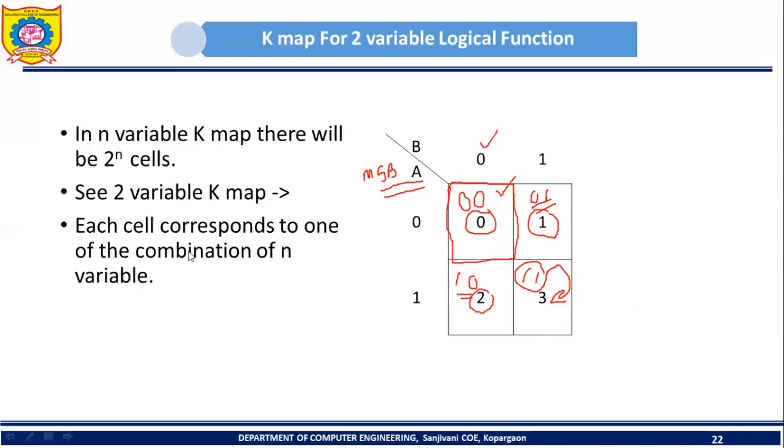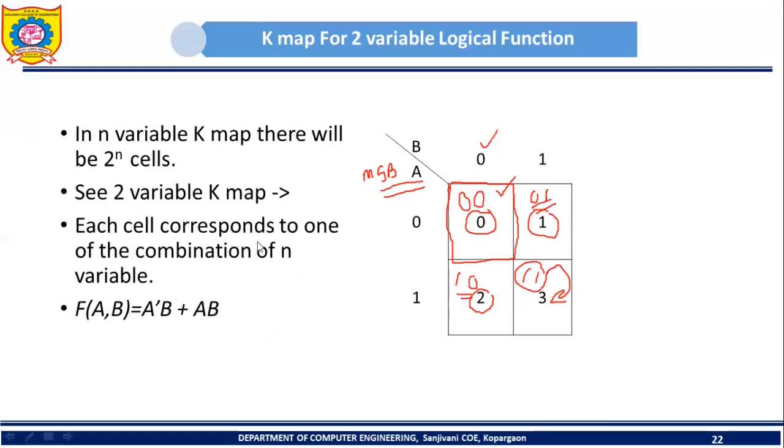Then consider the next statement: each cell corresponds to one of the combinations of n variables. In an n variable K-map, we have seen that we can have 2 raised to n cells, and out of those 2 raised to n cells, each cell corresponds to one of the combinations of n variables. If we have n variables, how many different combinations are possible? Yes, it will be 2 raised to n. So in a K-map we have 2 raised to n cells, and each cell will correspond to one particular combination of these n variables. Now let's try to understand it with the help of this 2 variable K-map.